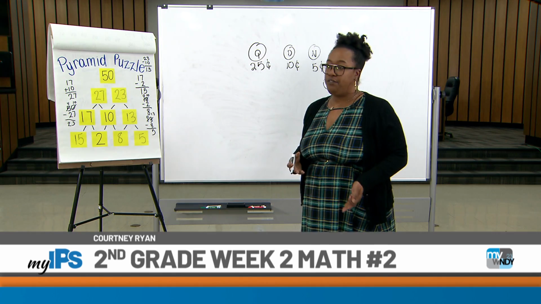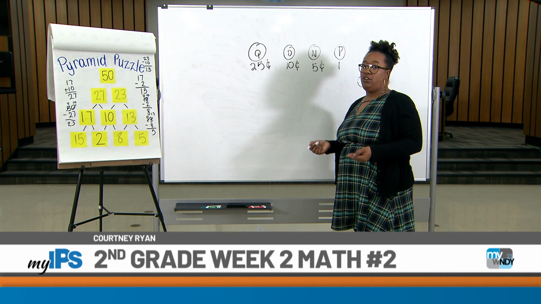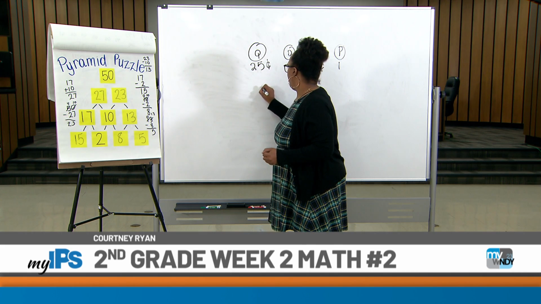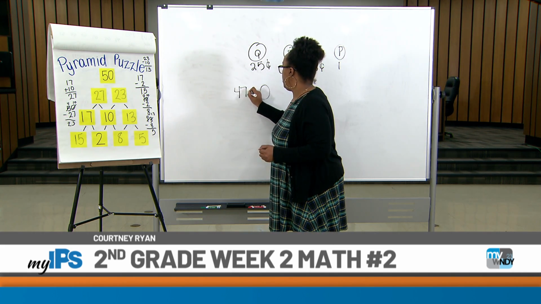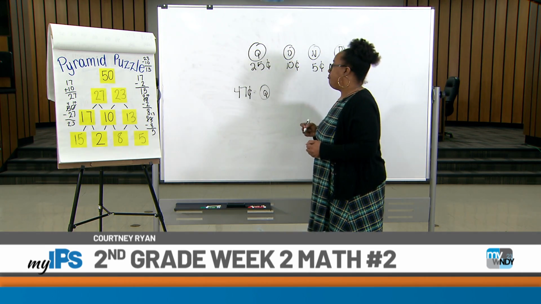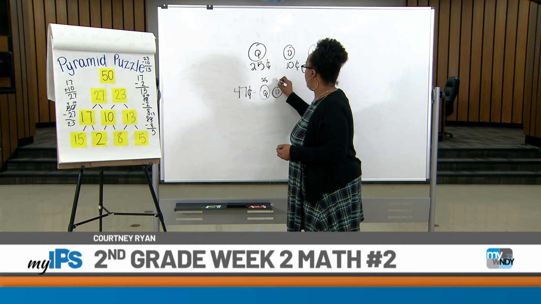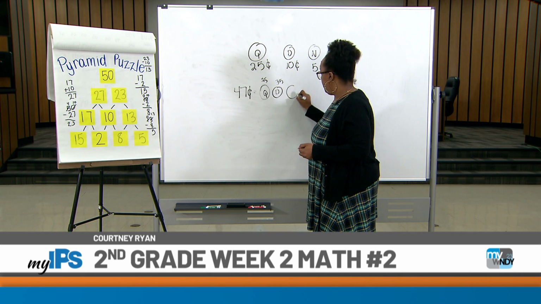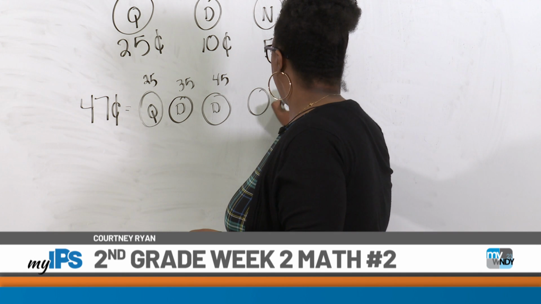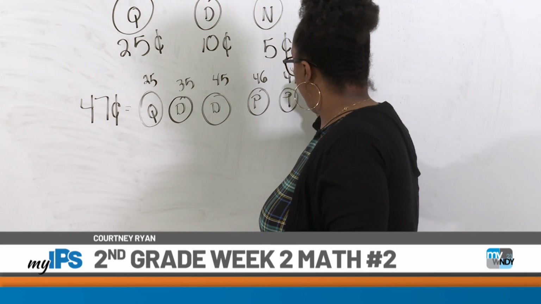So I want you all to just play with coins and figure out what collection of coins we need to use to make 47 cents. I'm going to try it out. Let's see. I know I can use a quarter. Let's write my amount here. I know I can use a quarter, so I'll put that there. I'll use a dime. So I'm at 25, 35 cents. I'll use another dime. That'll bring me to 45 cents. And then I just need 2 pennies to get to 47 cents.